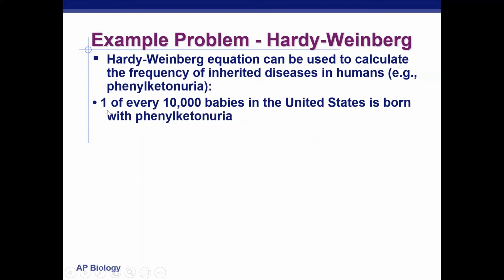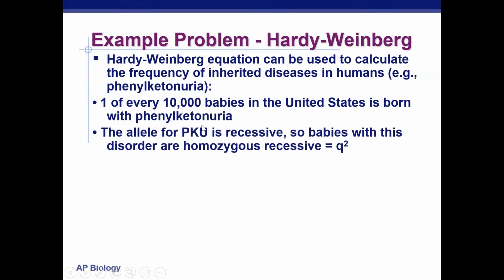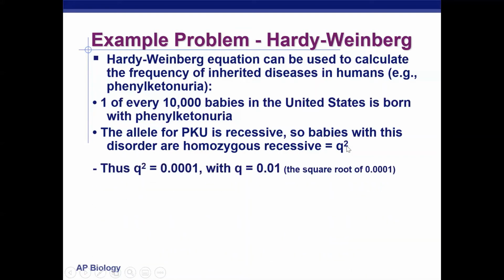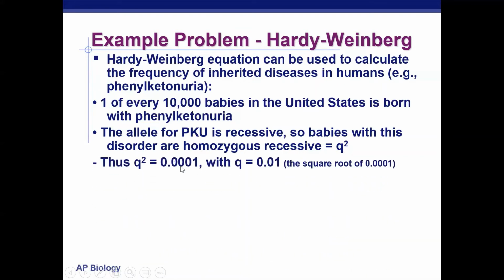Let's say we're given some basic information: 1 in every 10,000 babies in the US is born with PKU. So with that information, we're already given something. Now, let's say we're also told that PKU is recessive. So babies with this disorder are homozygous recessive. That's going to be q squared. Q squared are all those that are homozygous recessive, meaning they have PKU. And if we know that 1 out of every 10,000 babies in the US is born with PKU, we actually know what q squared is. Q squared is going to be 0.0001.